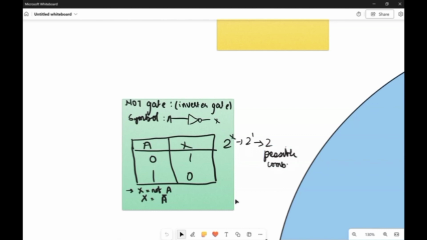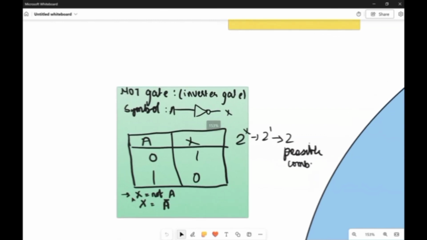So in your truth table, A is your input, X is your output. 0 and 1 are the only possible inputs that you can give, and X is the output. So 0 would become 1 and 1 would become 0. Now, the logic notation for this is you would write NOT A. If NOT 0, then it would be 1. If NOT 1, it would be 0.